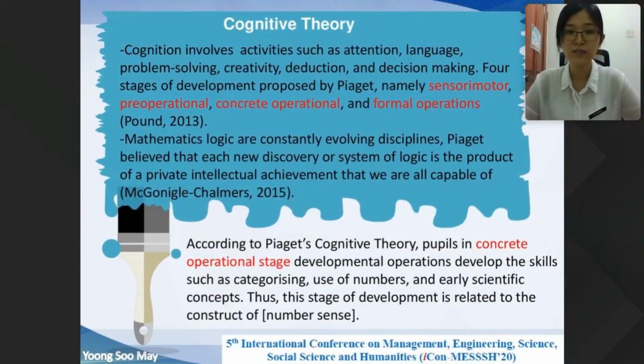Number 1, cognitive theory. According to Pound in 2013, cognition involves activities such as attention, language, problem-solving, creativity, deduction, and decision-making. There are 4 stages in development proposed by Piaget, namely sensorimotor, pre-operational, concrete operational, and formal operations. According to Piaget's cognitive theory, pupils in the concrete operational stage develop skills such as categorizing, use of numbers, and early scientific concepts. Thus, the stage of development is related to the construct of number sense.